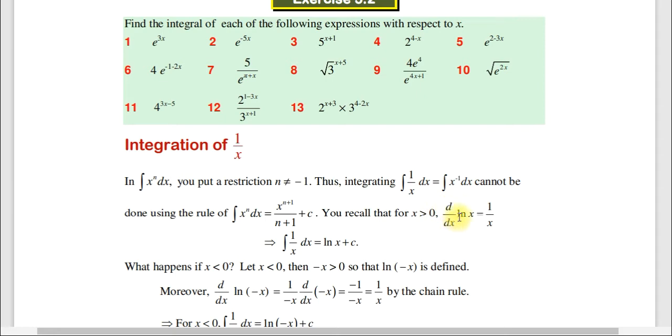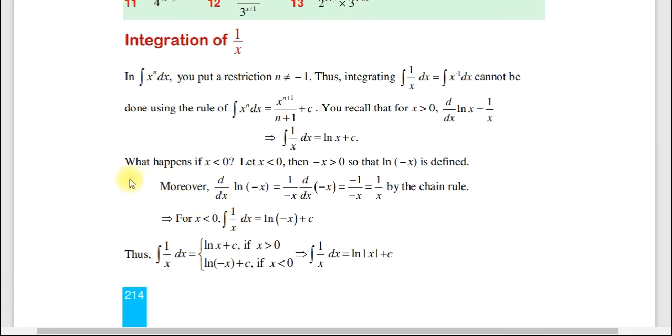So you recall that for x greater than 0, d by dx of ln x is equal to 1 over x. So the integral of 1 over x dx is ln x plus c. Okay, so it is necessary to understand that the integral of 1 over x is ln x.